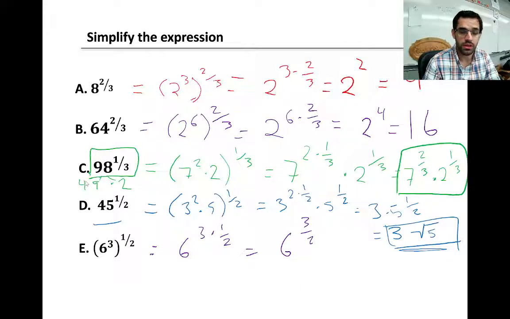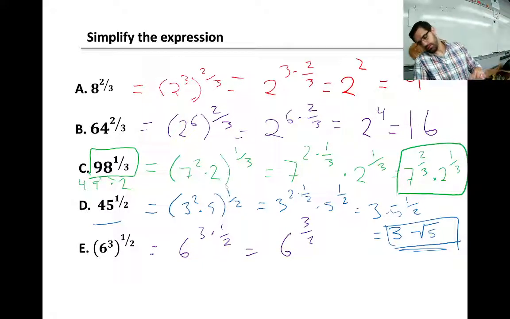98 is going to be 49 times 2. And so I can break this up. I can say, all right, 7 squared, there's a base 7 in there, and there's an extra 2. And so I'll have 7 squared times 2 all to the power of 1/3. Well, that 1/3 power would go to each base. So it would be 7 to the power of 2/3, and it'd be 2 to the power of 1/3.